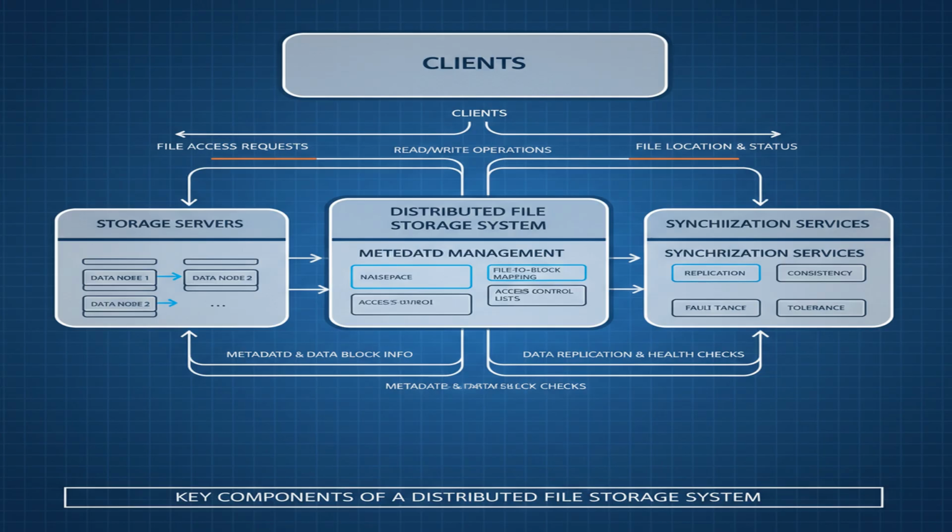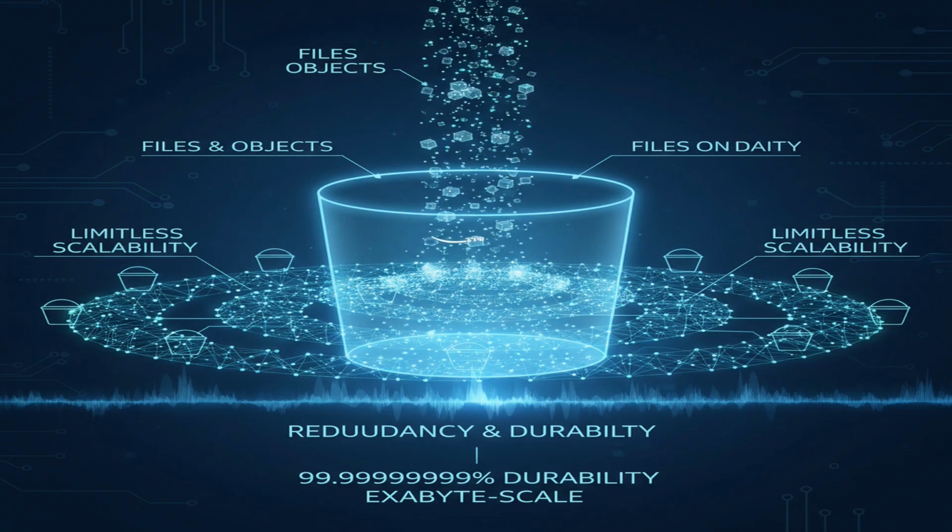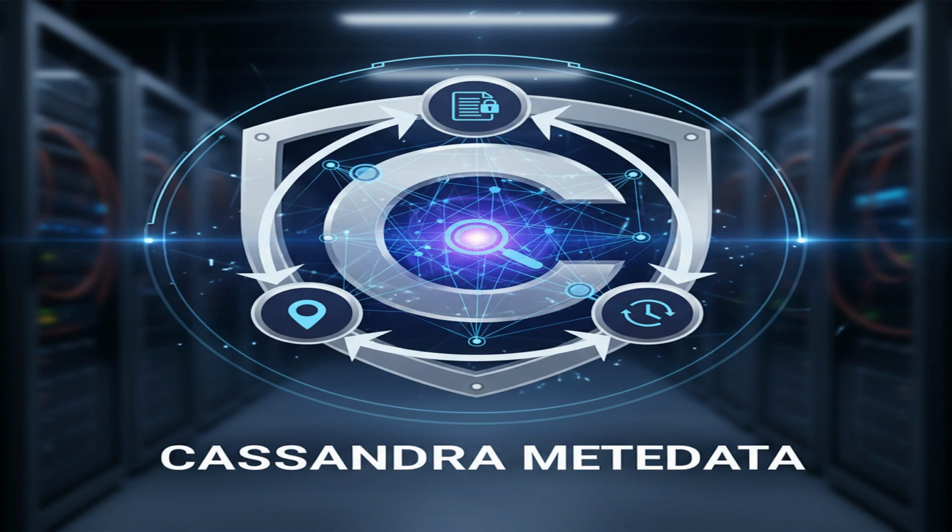Imagine building a system to store billions of files. Key components include storage servers, metadata management, and synchronization services. Let's dive into each of these. The storage layer handles actual file storage using object storage like Amazon S3 or Google Cloud Storage. These provide scalability and durability. This layer stores the raw data.